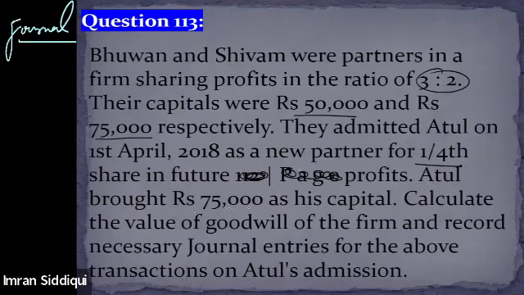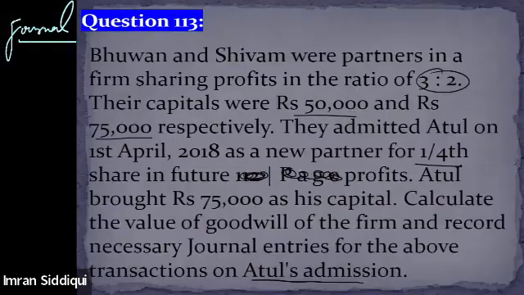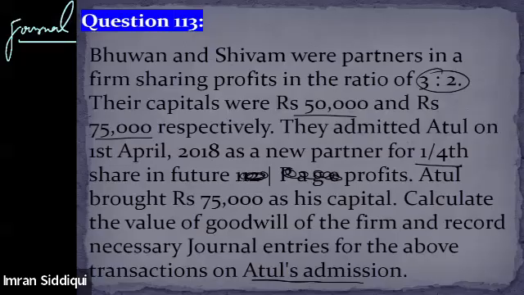Atul brought 75,000 as his capital. Calculate the value of goodwill of the firm and record the necessary journal entries of the above transaction on Atul's admission. I guess the question must be clear to everyone. Aman, is that clear to you as well? And Halima? Yes, sir. All right, then please solve the question and let me know the answer. I'm giving you 5-6 minutes to solve this question. I'm waiting for your answers.